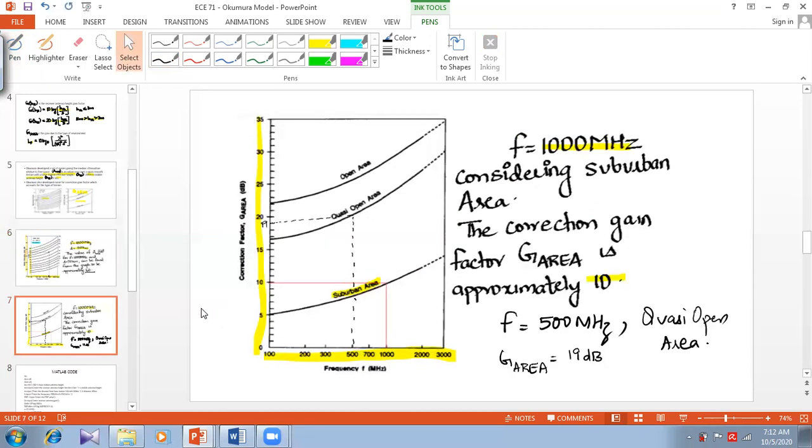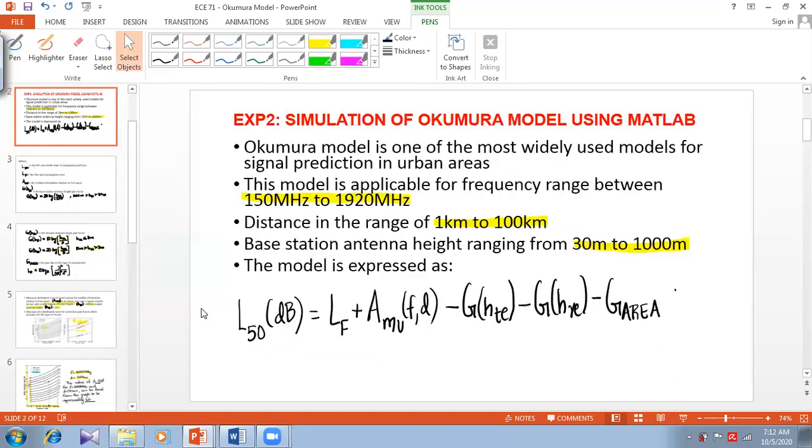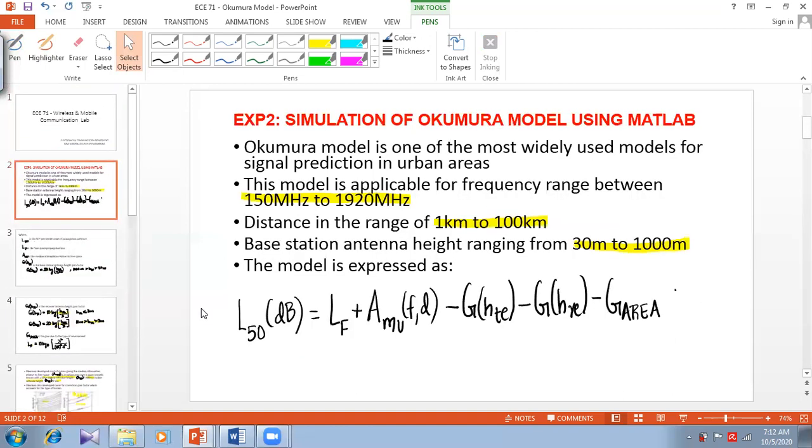See, the other factors which are involved can be calculated using the mathematical expressions he has given. That is, whether it is to find LF, which is the free space propagation loss, and the GHT and GHRE, can all be calculated using the mathematical expression provided by Okumura. Only for calculating AMU and G area, we will have to adopt the method which I taught, using the curve. So everybody should have a thorough understanding of that.